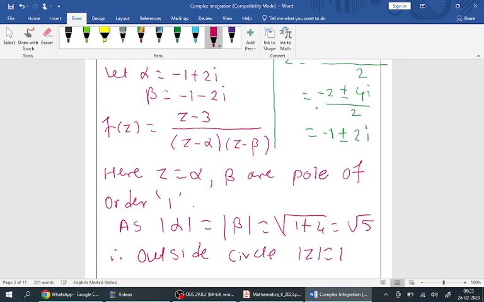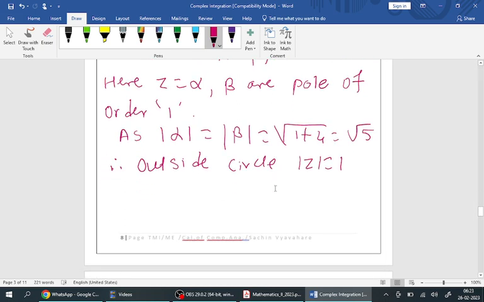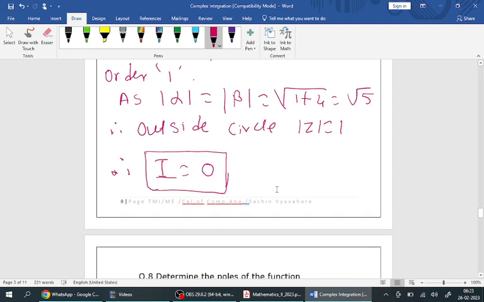As they are outside the circle, there is no need to calculate a residue for these. We can directly say by Cauchy's theorem that the value of the integral, that is the integration of f(z) dz over the curve C, is 0, because the function is differentiable on and within the curve C. This is the use of Cauchy's theorem. We can directly get the answer without doing actual integration. So the integral of f(z) dz over the curve C is 0. That is the final answer. So that is question 7.